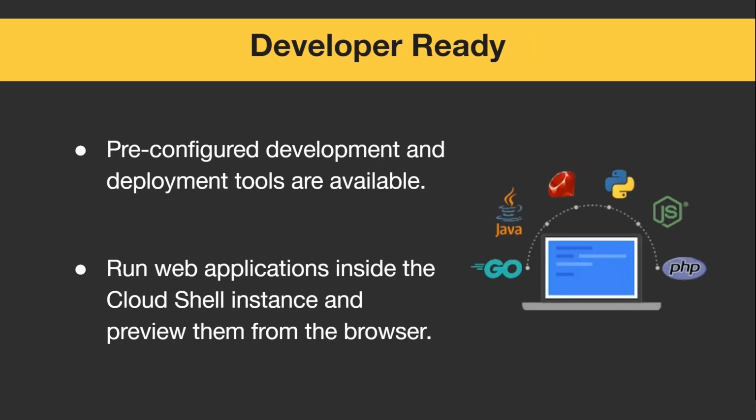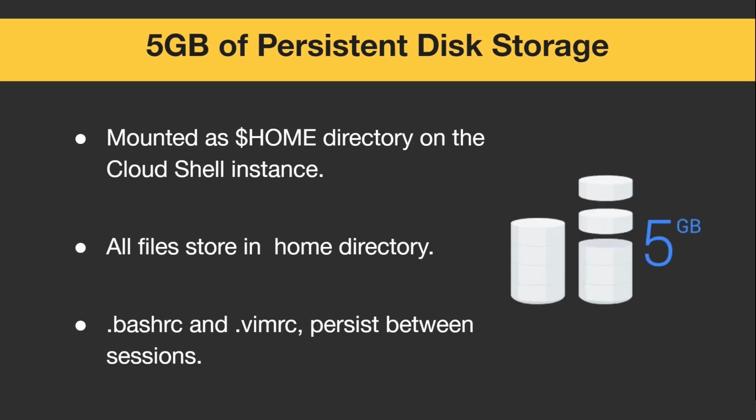There are developer-ready environments, so the pre-configured development and deployment tools are already available, and you can run the web application inside the Google Cloud instance and preview it from the browser, like Go, Java, Ruby, Python, JS and PHP. Next, 5 GB of persistent disk storage. The disk storage is already available, and you can use the free 5 GB persistent disk. This is mounted to the home directory on the Google Cloud Shell console. All files stored in the home directory, .bashrc, vimrc, persistent sessions, all things are available.